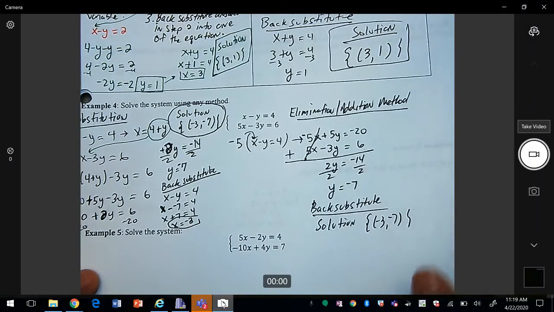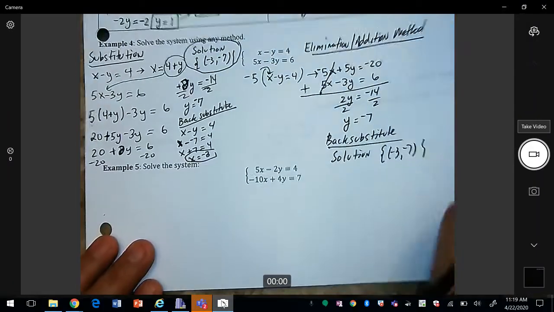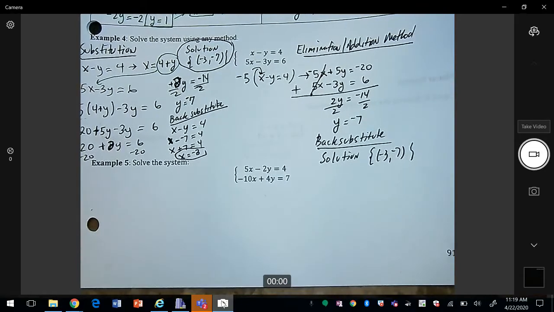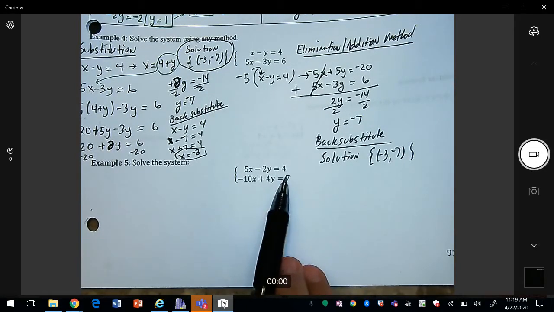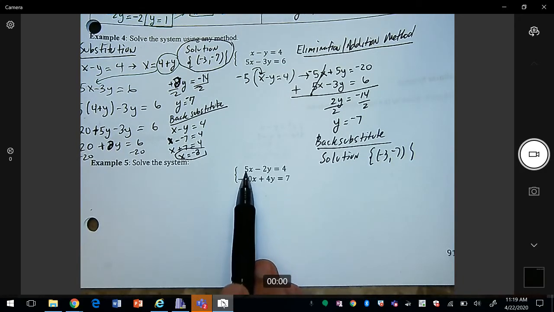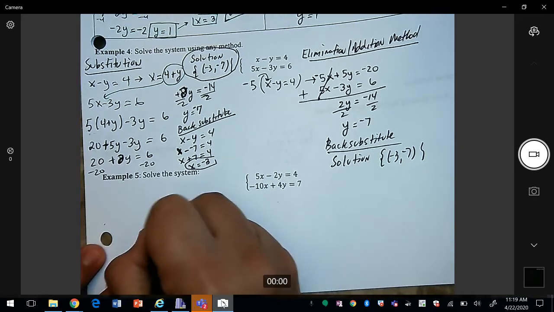Okay, so let's try example 5. You can use any method. When the equations are set up like this, I like to use the elimination method. Here, notice that I have a 5 and a -10. If I want to eliminate the x's, I would have to make this 5x become a positive 10x. So I'm going to do that first.